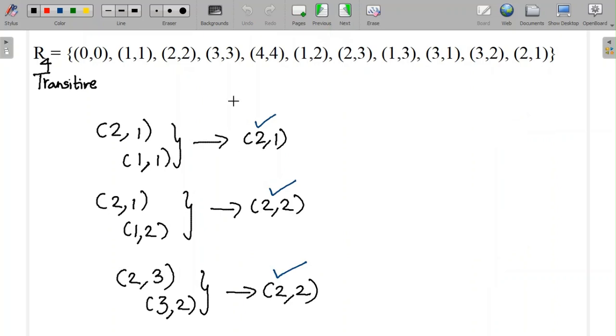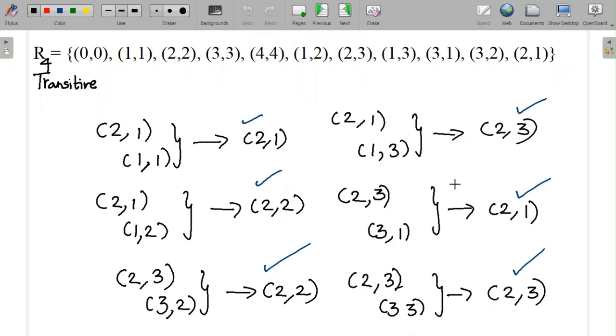Consider 2, 1 and 1, 1 should result in 2, 1. Obviously, it's the last pair. 2, 1 and 1, 2 should result in 2, 2, which is here. 2, 3 and 3, 2 should result in 2, 2, which is again present. Likewise, 2, 1 and 1, 3 should result in 2, 3. 2, 3 and 3, 1 should result in 2, 1. And 2, 3 and 3, 3 should result in 2, 3.